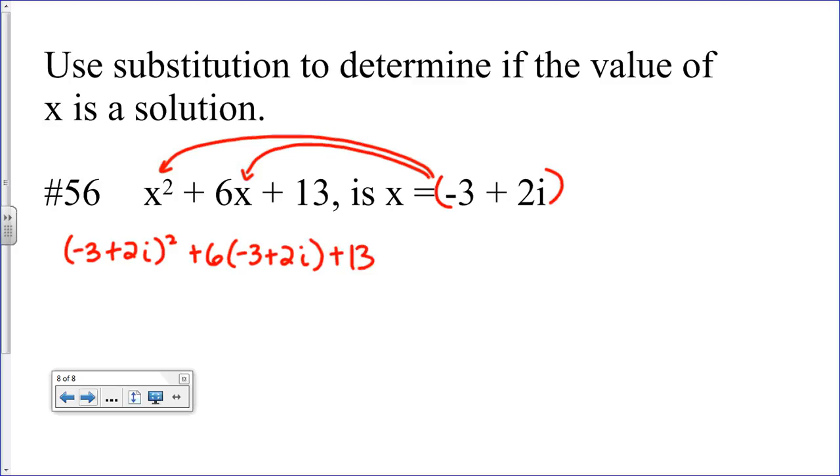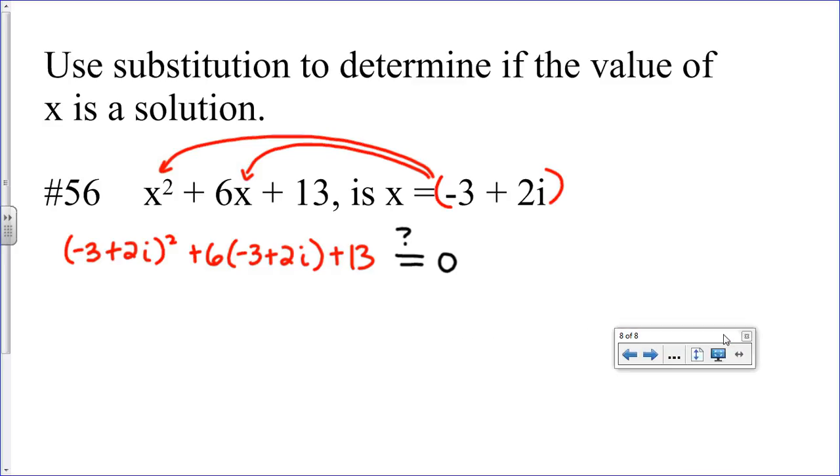And if it's a solution, then it will equal 0. So I'm going to put a question mark over the equal sign, and I'm asking, does that equal 0? Because if it equals 0, then yes, it is a solution. If it equals any other number, then no, it is not a solution. All right. So for this first part, write it twice and use FOIL, or do the shortcut.